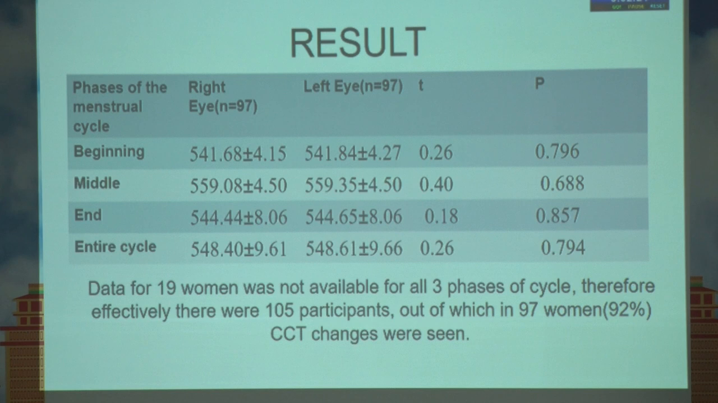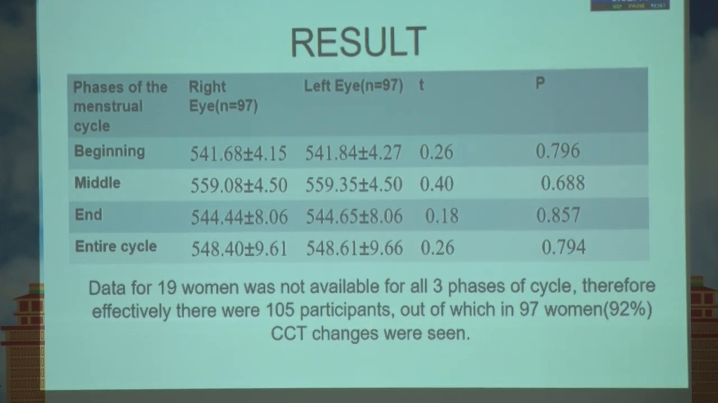The results that we got for the beginning of the menstrual cycle, the mean CCT that we measured was around 541.68 plus minus 4.15. In the middle of the menstrual cycle, around the ovulatory phase, it came out to be 559 plus minus 4.50. And at the end of the cycle, it was around 544.44 plus minus 8.06. Data for 19 women was not available for all 3 phases of the cycle. Therefore, effectively, there were 105 participants, out of which in 97 women CCT changes were seen.